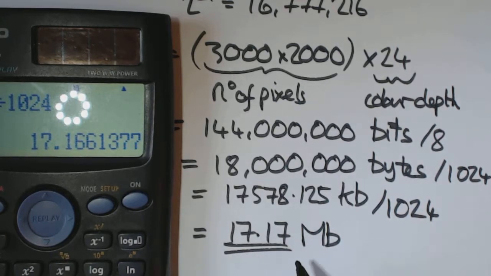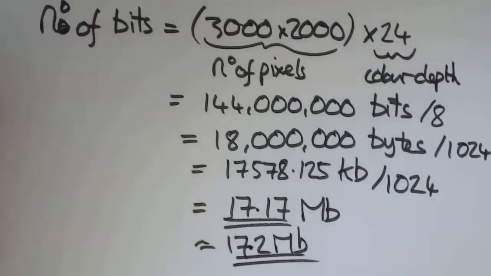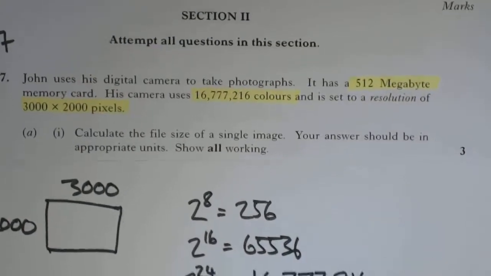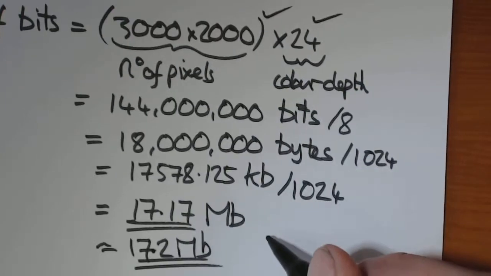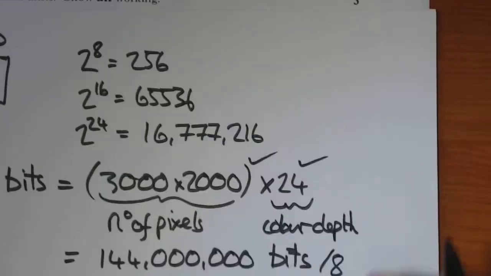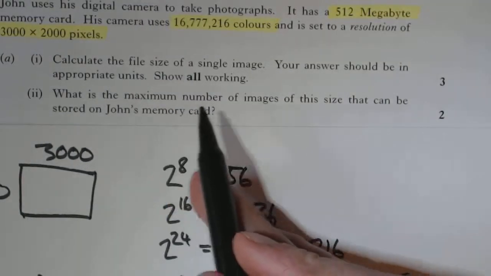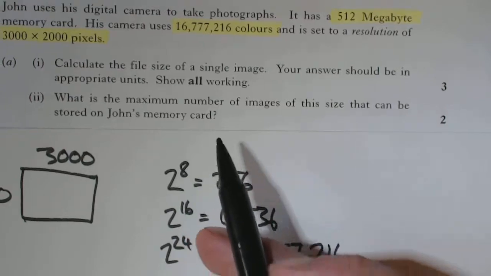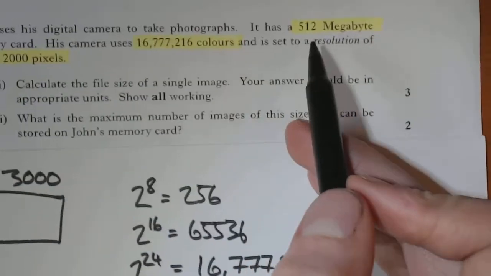If you actually look at the marking scheme, they round it up even further, to 17.2. So that's for your 3 marks: you get a mark for this, a mark for that, and a mark for that. Now we just want to work out the maximum number of images you can store in John's memory card. You can tell it's quite an old paper because they're talking about cards of that size.